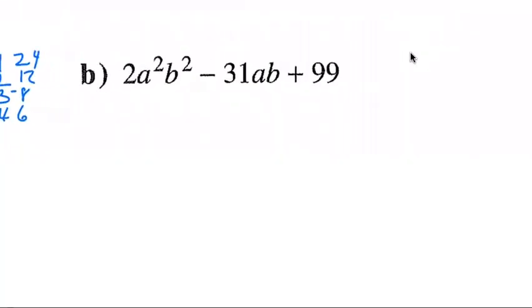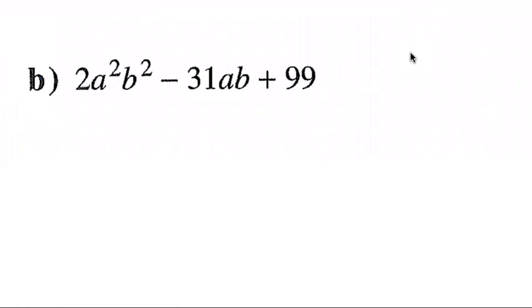Question B, 2a squared b squared minus 31ab plus 99. So a squared b squared, power 1. This is going to work just fine. Okay, so I'm looking for two numbers that multiply together to give 99 times 2, which is 198, and they're going to add together to give negative 31.